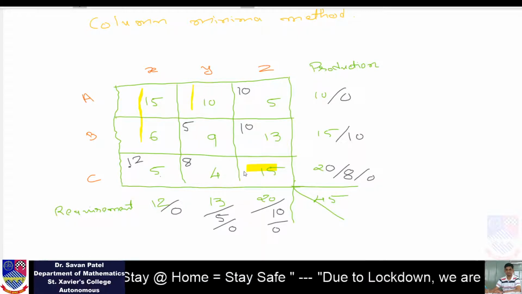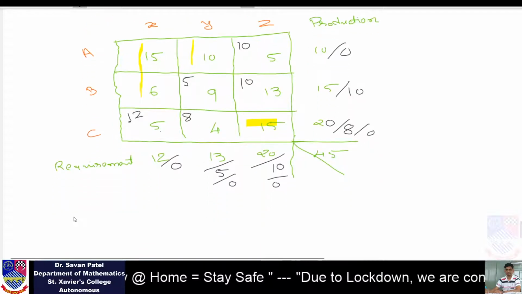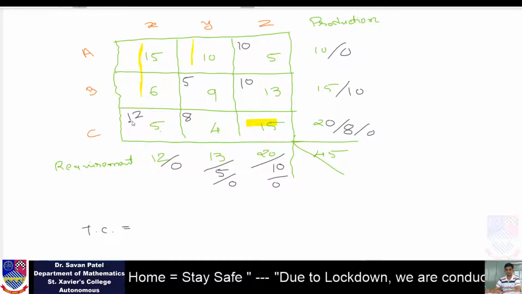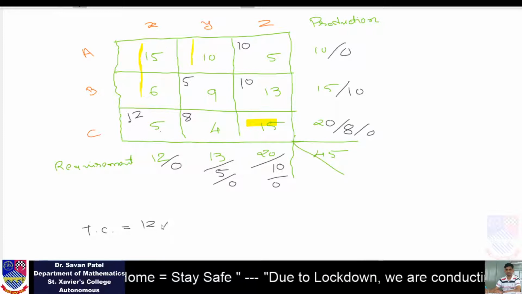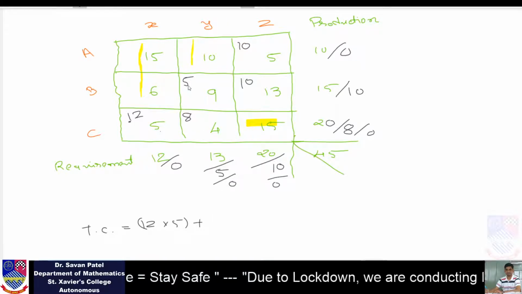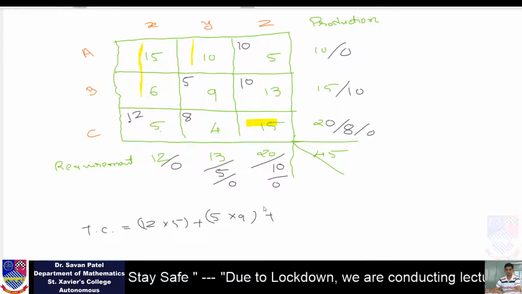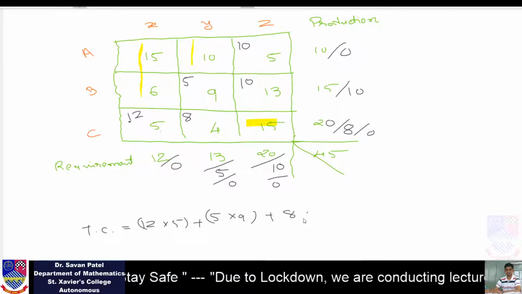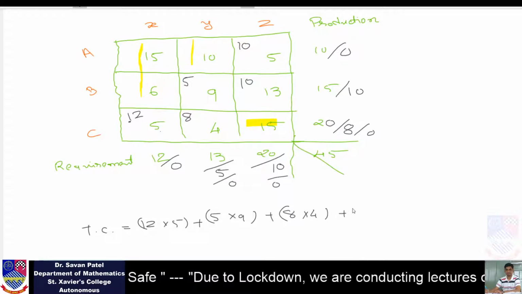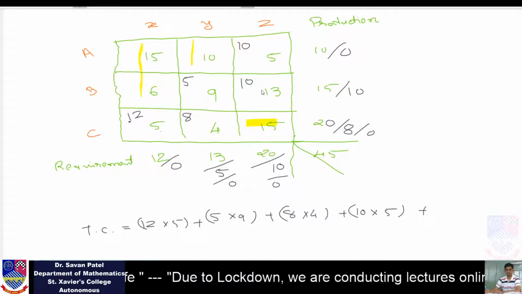So again let's calculate the transportation cost for this. The transportation cost is, here the allocation is 12 times 5. Then here the allocation is 5 times 9. Then the allocation is 8 times 4. Then here the allocation is 10 times 5. And then here it is 10 times 30.